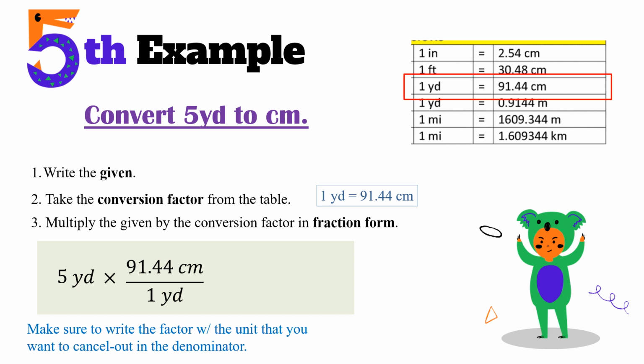Okay, so if the unit yard will cancel out, we will be left with the unit centimeter. Okay, so you multiply 5 times 91.44 divided by 1, you will get 457.2. Now, your unit now is centimeter.